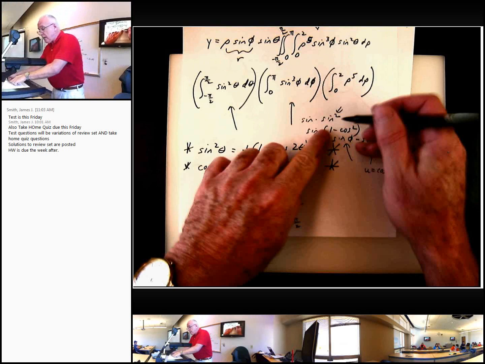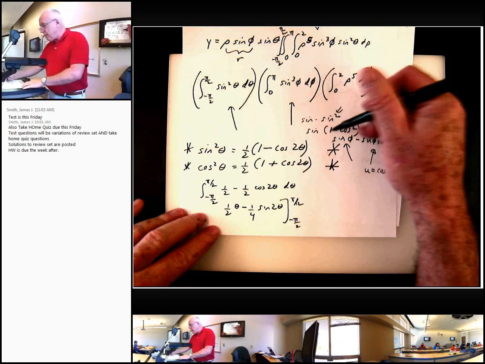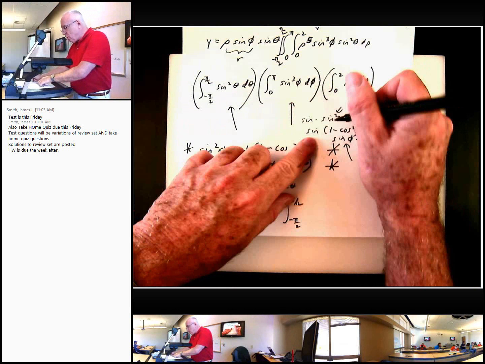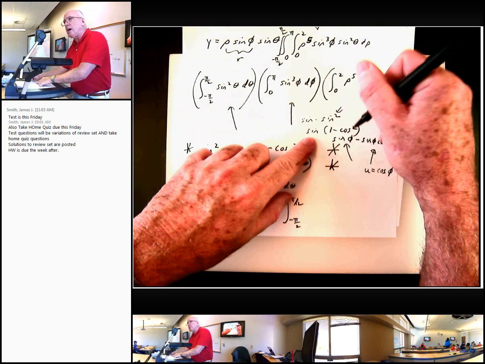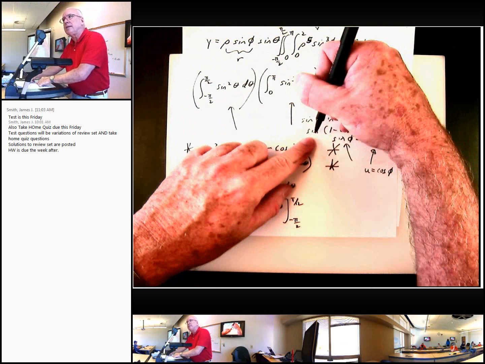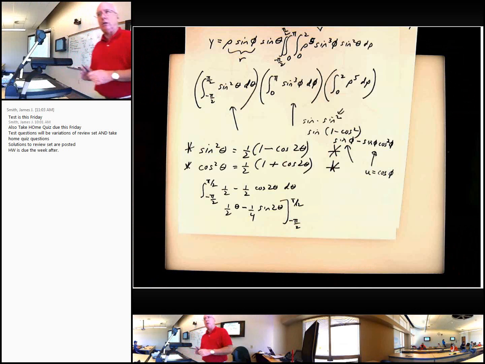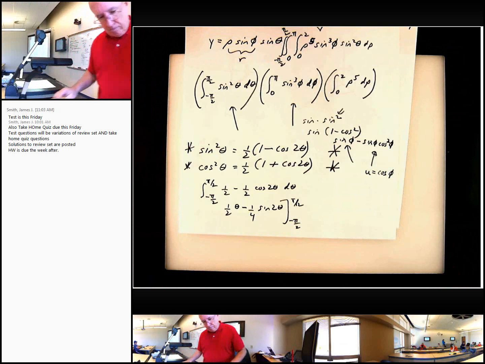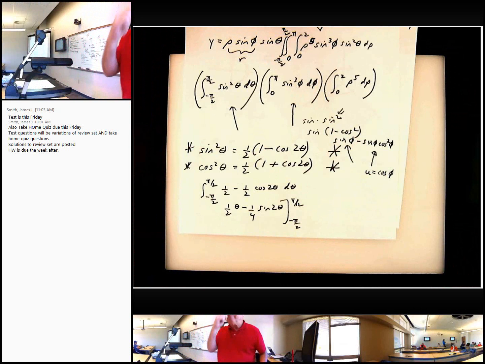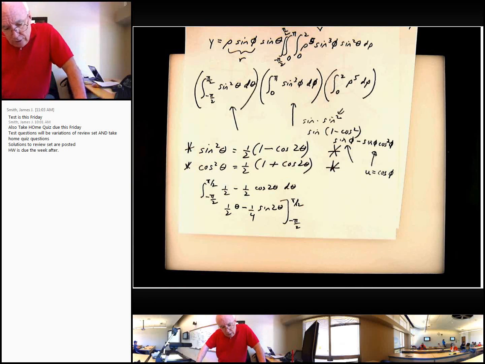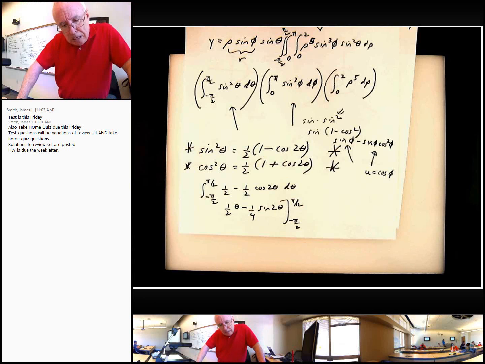But by breaking it up as 1 minus, because we know that the derivative of the cosine is going to be the negative sine, we can do a u substitution when we break it apart. Okay. All right. So that's the spherical one.